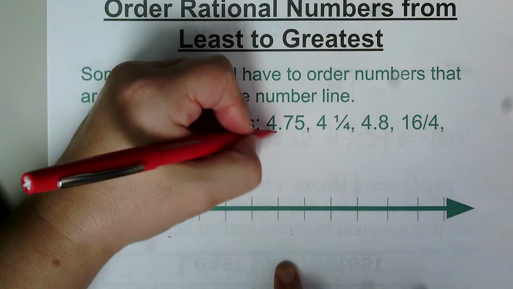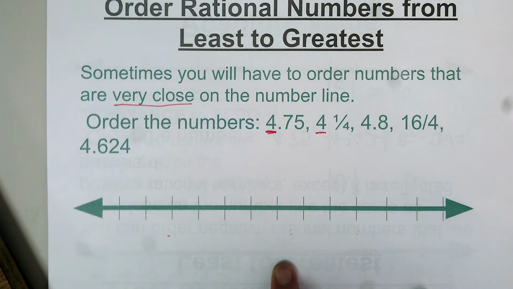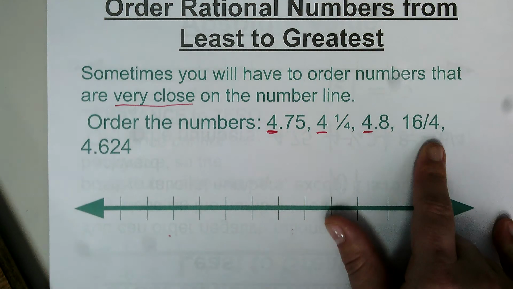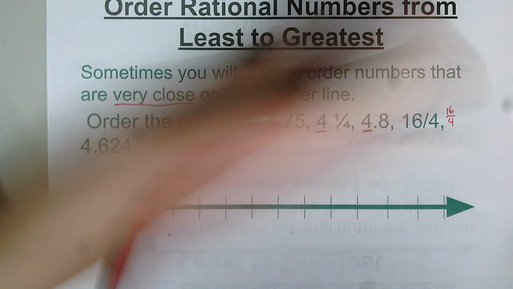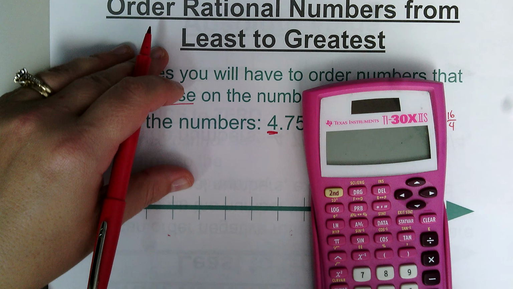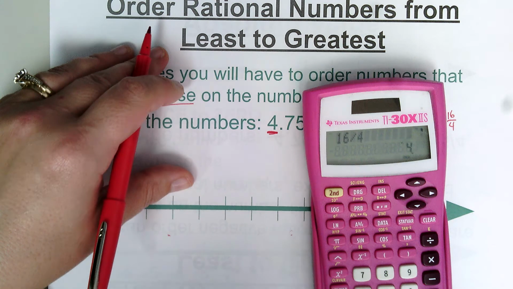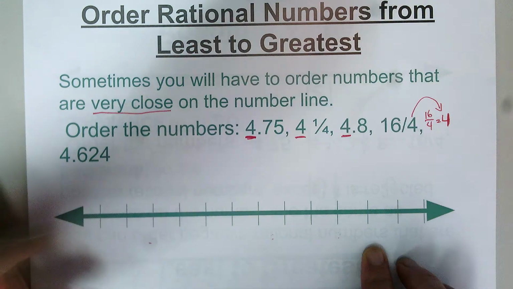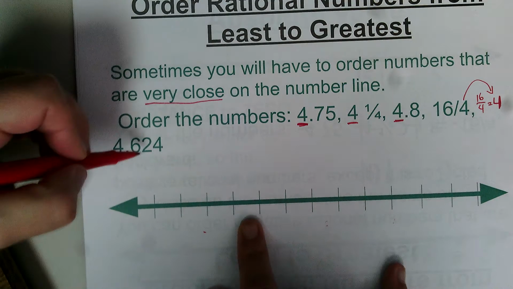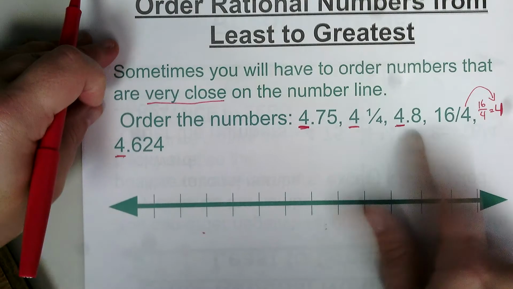Okay, well, this has a whole number of 4. This has a whole number of 4. This is a whole number of 4. Okay, 16/4 probably has a whole number of 4. 16 divided by 4, if you put that in the calculator, is 4. So that is just the whole number 4. And then 4 and 624 thousandths. So all of these have 4 as their ones place.